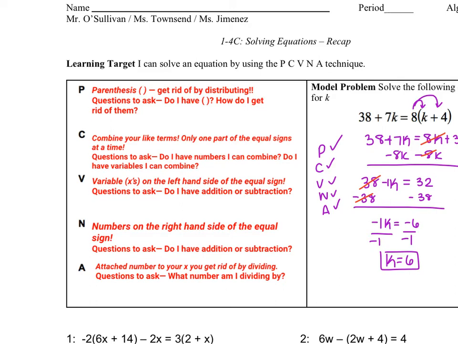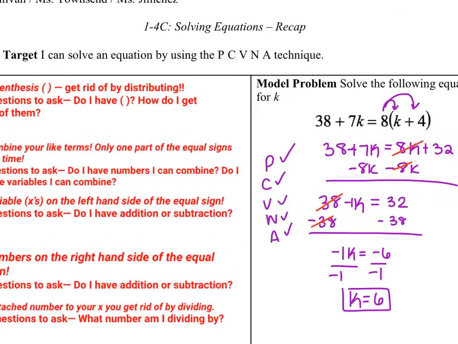And then the A stands for attached number to your x, which you get rid of by dividing. And the question you're going to ask yourself is, what number do I divide by? And again, you divide 99.9% of the time.